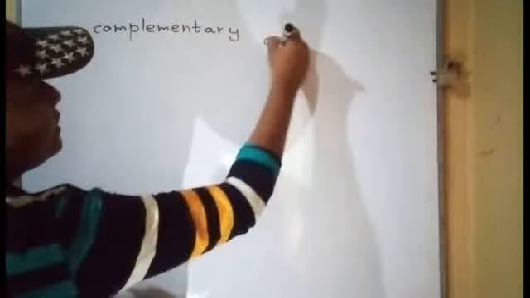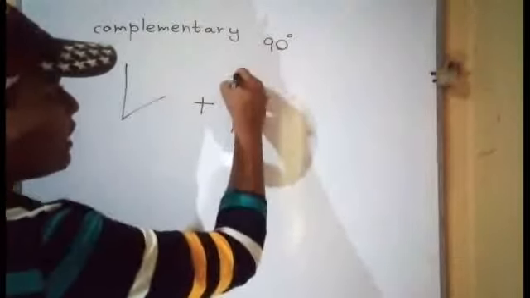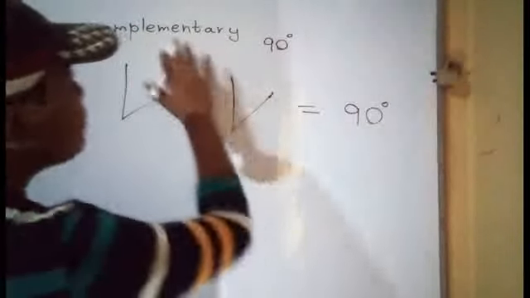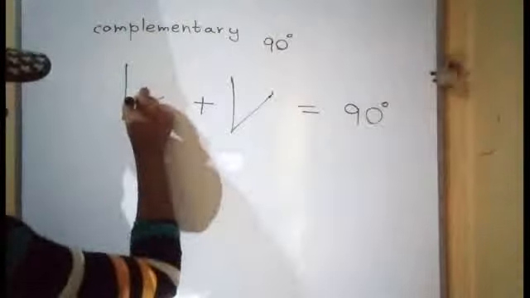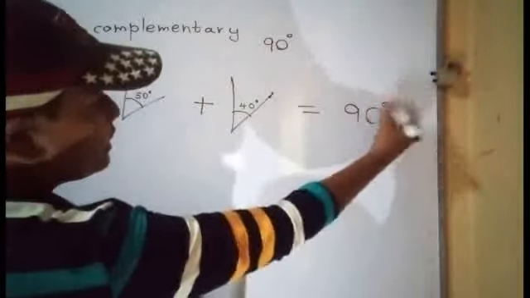In grade 8, you learned about complementary angles, supplementary angles, adjacent angles and vertically opposite angles. What are they? Let's start with complementary. Complementary means 90 degrees. When two angles are added and the value comes to 90, they are called complementary angles. For example, this one is 50 and this angle is 40. So 50 plus 40 is 90. So these are complementary angles.